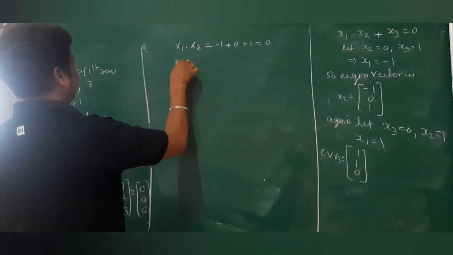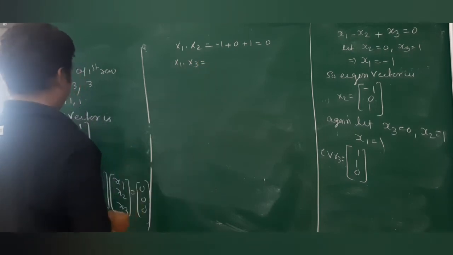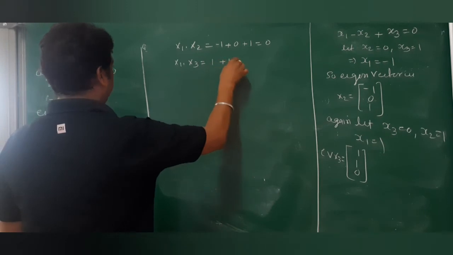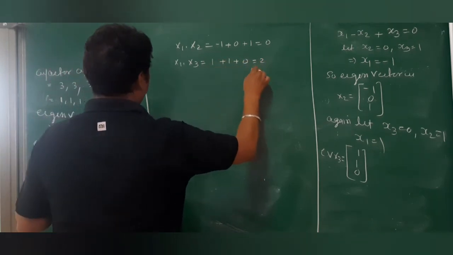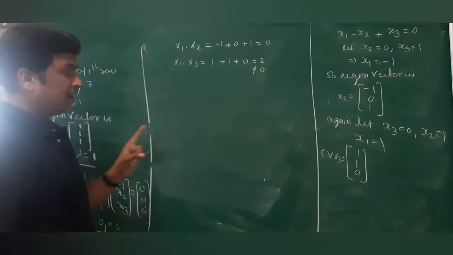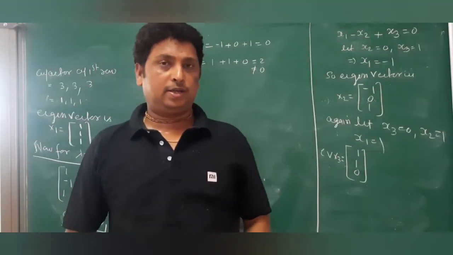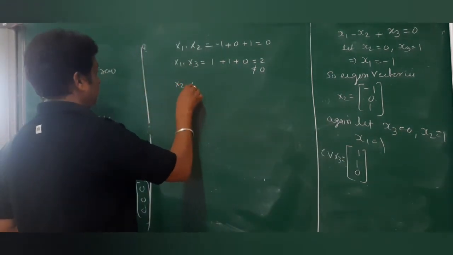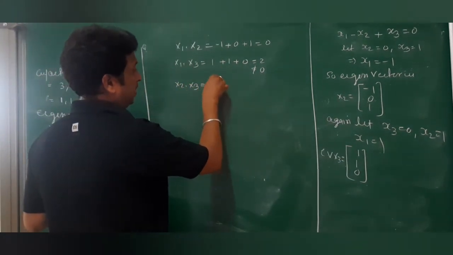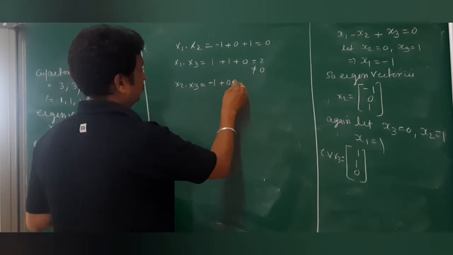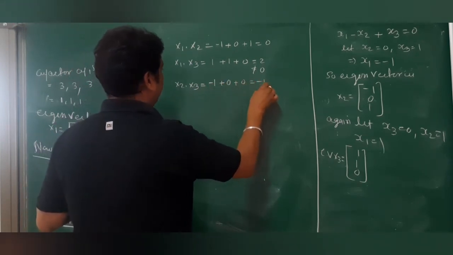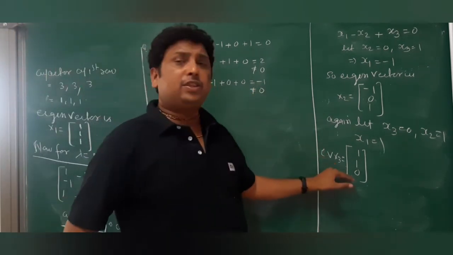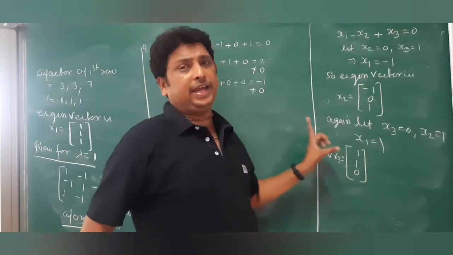What about x1, x3? 1 into 1, 1, 1 into 1, 1, plus 0. Not equal to 0. So x1, x3 are not orthogonal. What about x2, x3? Minus 1, 0, 0, minus 1. This is also not 0. It means x3 is not orthogonal to x1 and x2.